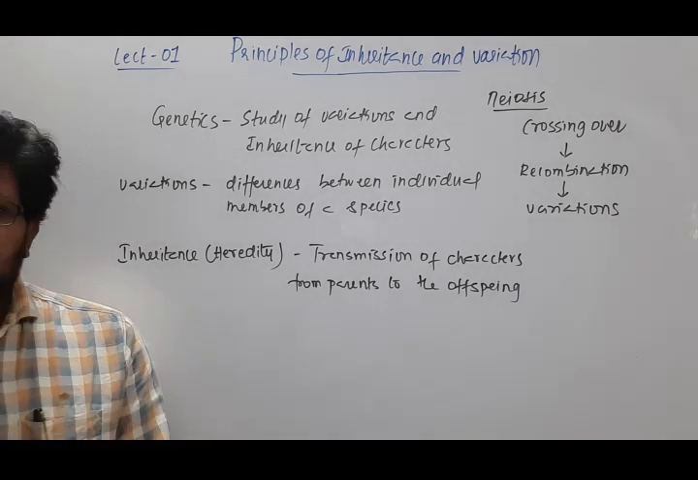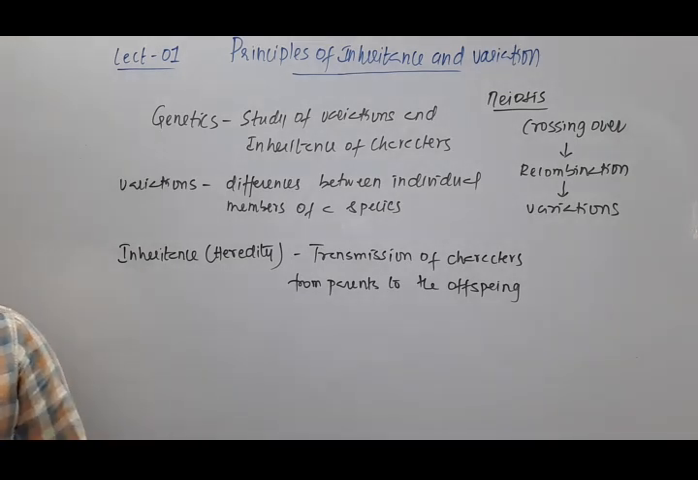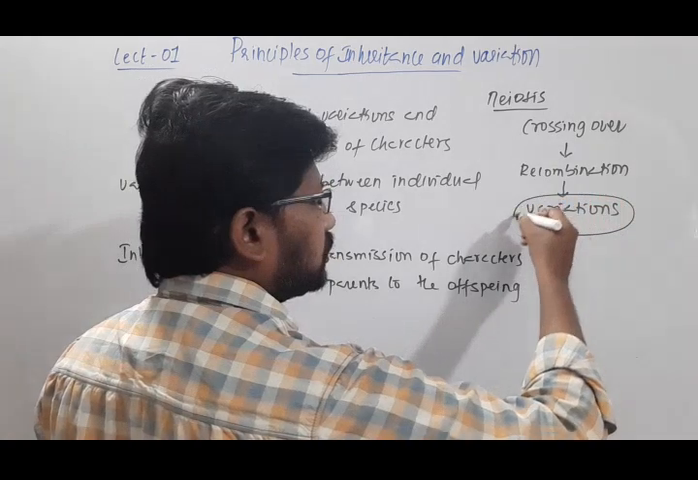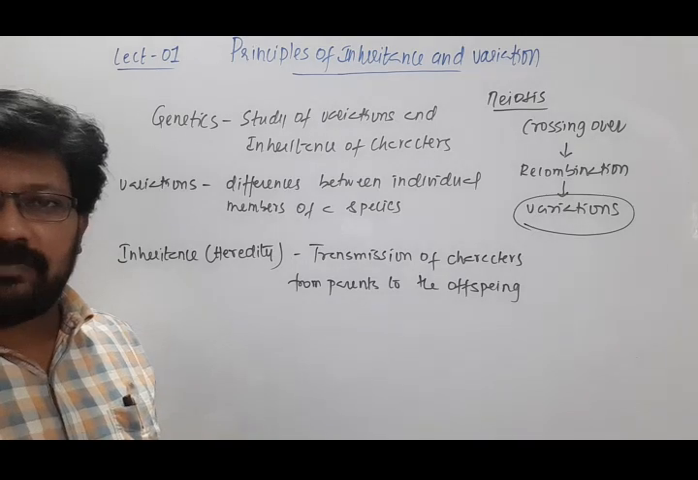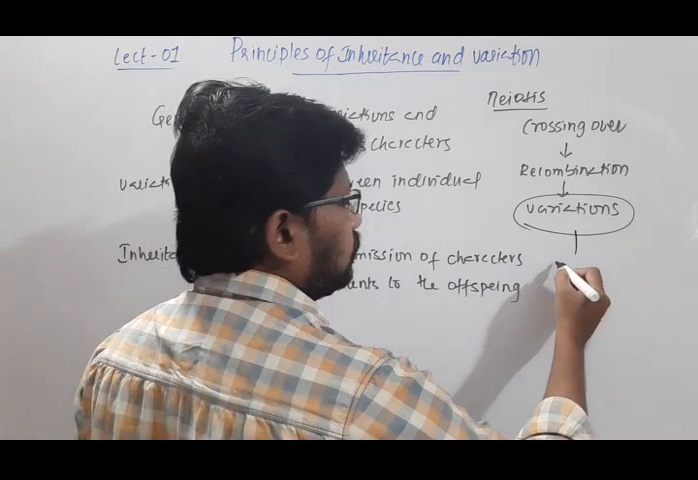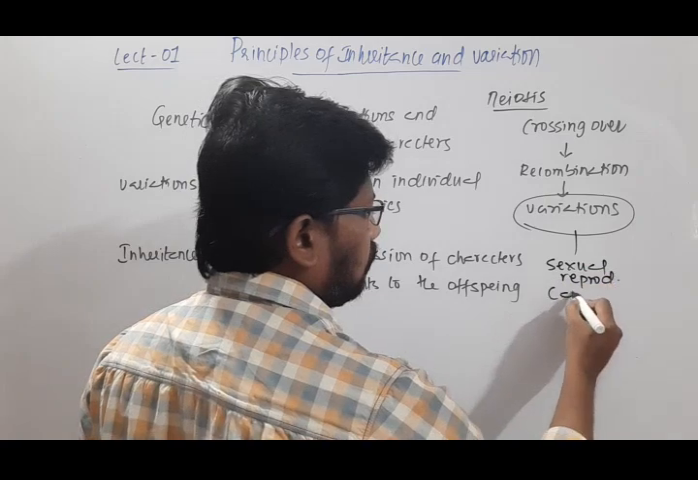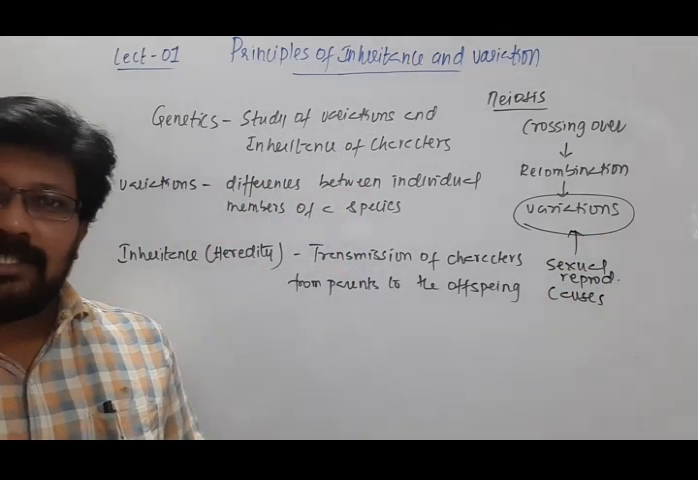And humans knew that the cause of these variations is sexual reproduction. We don't see production of these variations in asexual reproduction. We see it only in case of sexual reproduction. So sexual reproduction causes variations.